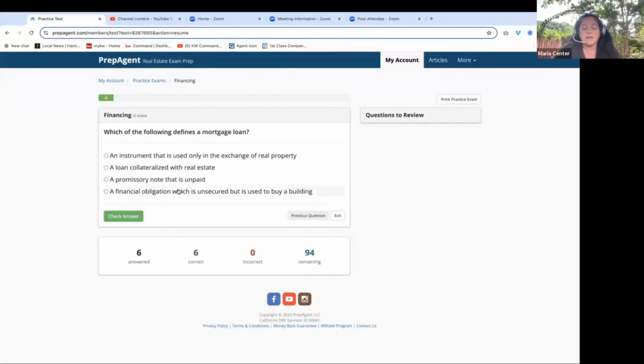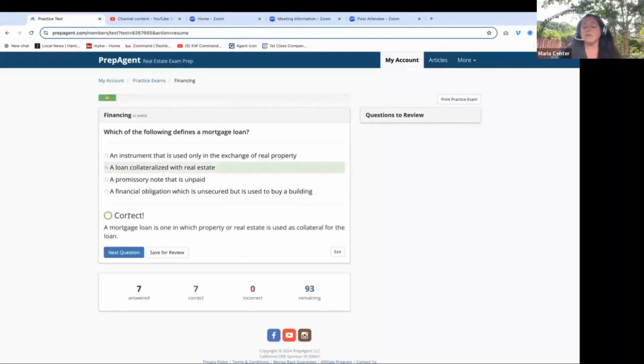So that one's wrong. A promissory note that is unpaid, that could be anything. We could have a promissory note on various things, car, home, whatever. So the best answer here is a loan collateralized with real estate. What does collateral mean? It means the thing that's backing up that lender. It's the thing that's the security for the lender. So if the lender is making a loan on real estate, we often refer to that as a mortgage loan.